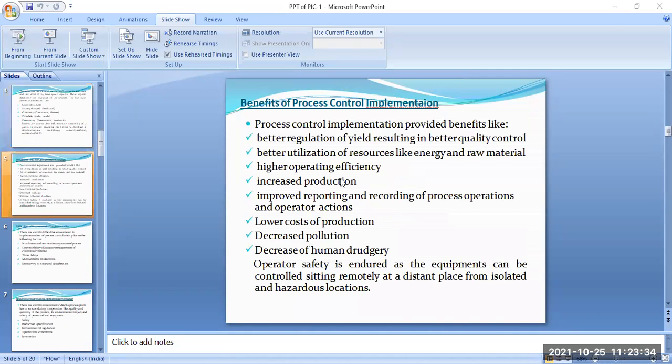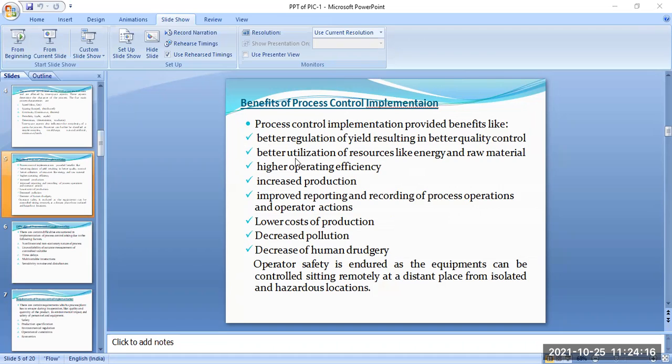So next, what is the basic benefit of process control implementation in process control industries? Why do we have to use process control in industries? Okay, so some points on why we implement it. First, better regulation of yield resulting in better quality control. Nowadays we use different types of techniques and modern technologies, so we get lots of output and a given result in a small time. So these are the basic better regulation of yield resulting in better quality control in our process control industries.